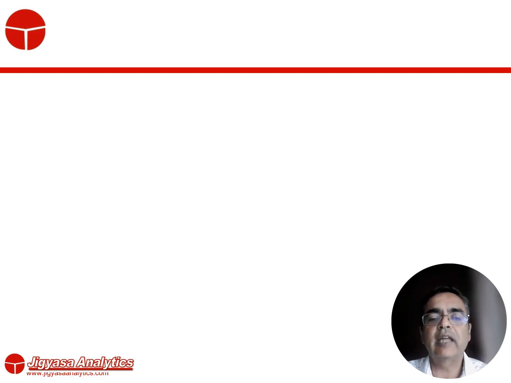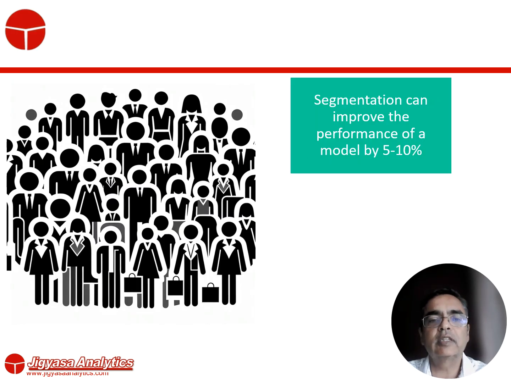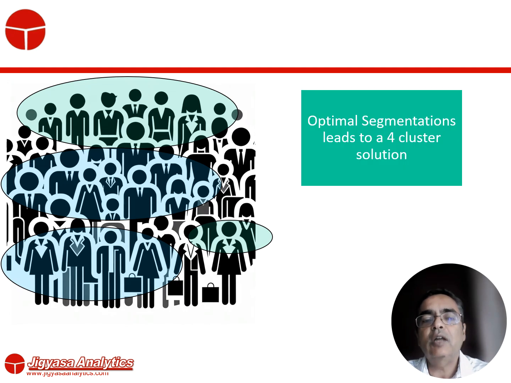Let me illustrate that with a simple example. Say you have your customer base, and the first thing you would do before building your credit risk scorecard is do some segmentation to decide how many segments you will build with. And we all know that a good segmentation exercise can improve your model performance by 5 to 10%. So say you do run your segmentation algorithms, and it comes up with four possible segments. Now, that is the optimal solution.